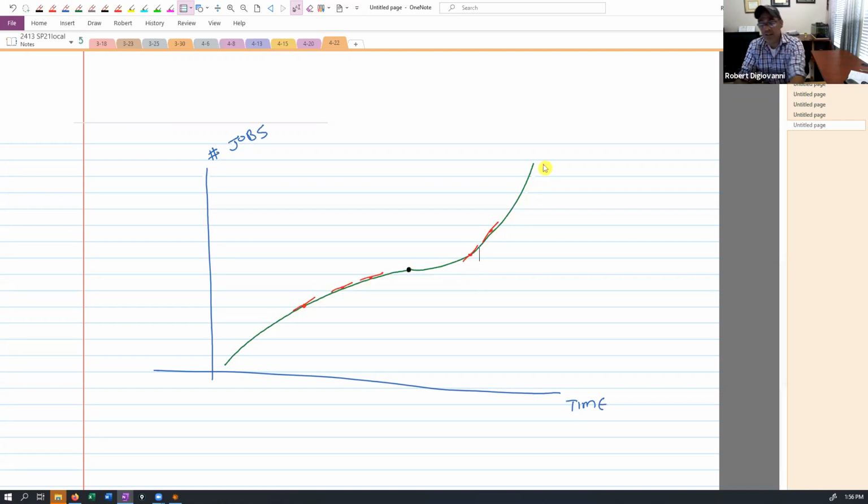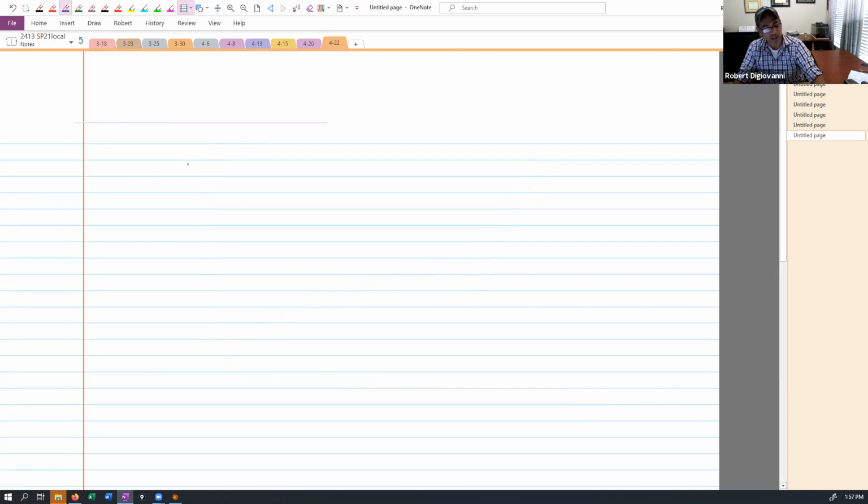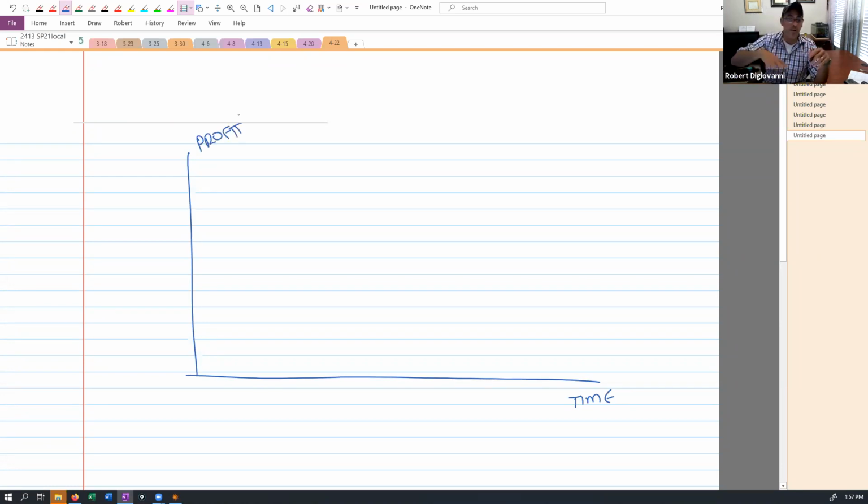Now, you can also look at this in a more negative light. Let's say that you have a company and here's time and here's your profit. And let's say you're looking at your profit over time for your company and you see this. Growth, profits going up, profits going up, profits going up. You hit this point and now you go like this. So at this point, are you still getting profit? Is profit still growing?